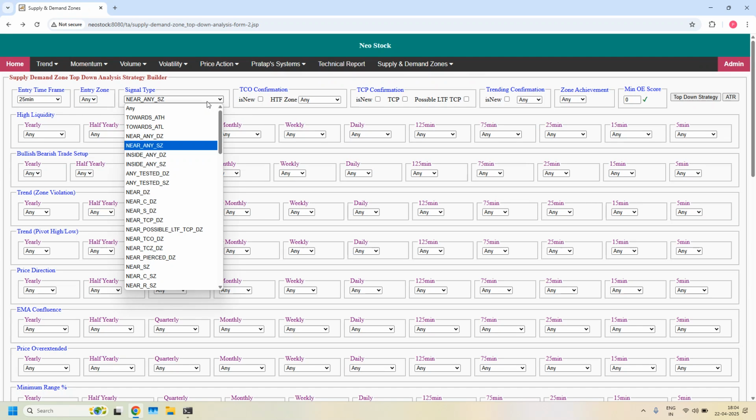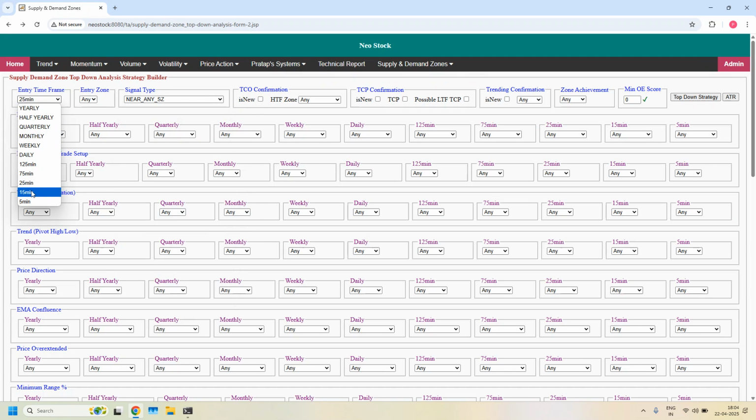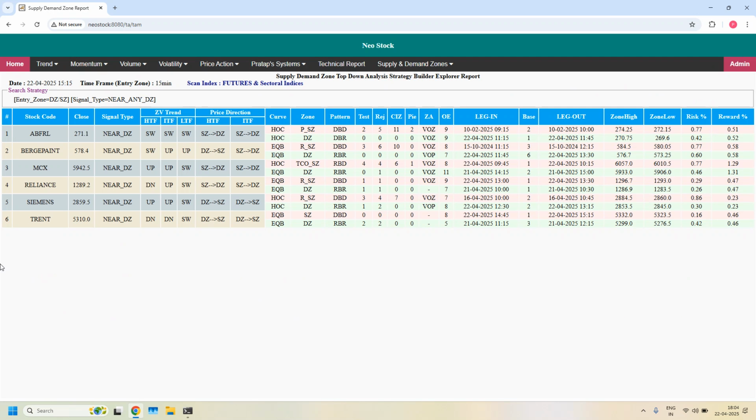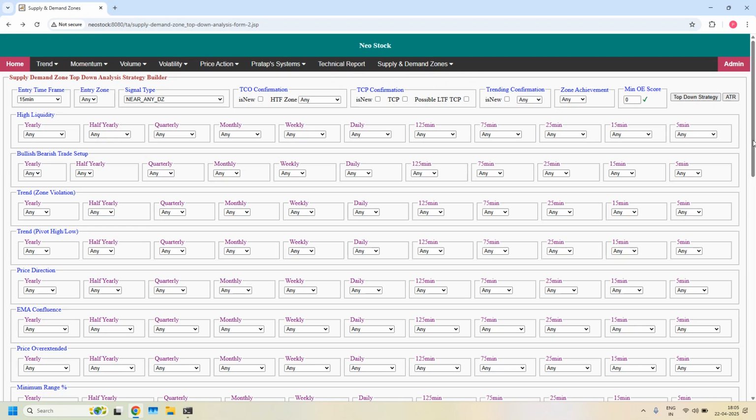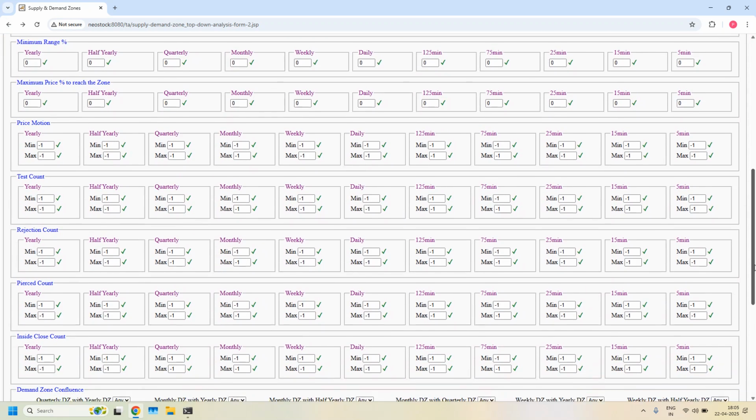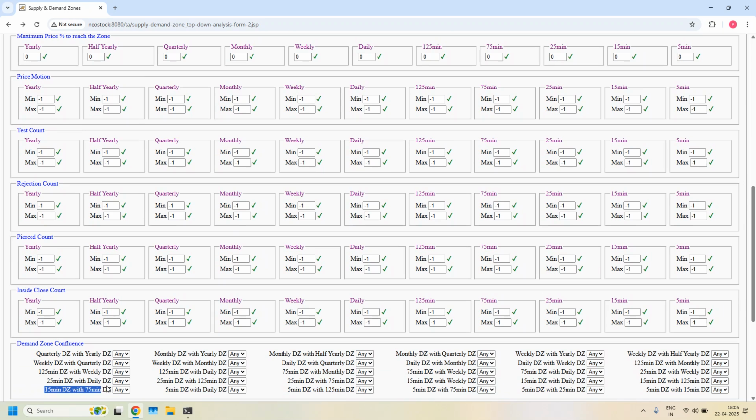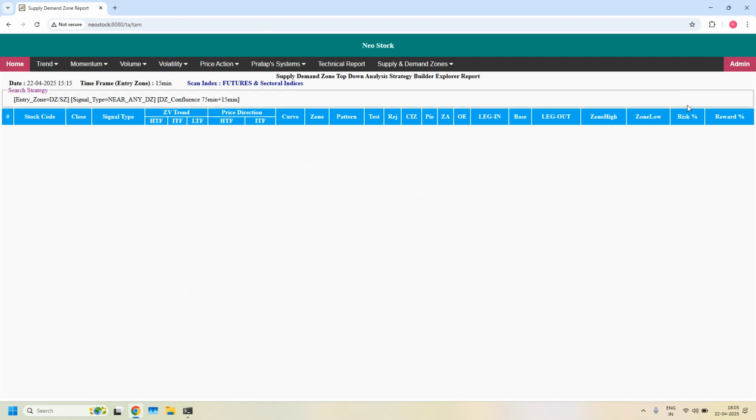Next time frame is 15 minutes. Stocks near 15-minute demand zone: we got 6 stocks. We can further filter based on zone confluence, that is 15-minute and 75-minute demand zone confluence. I am enabling the filter. None of them are having 75-minute demand zone confluence. The 15-minute zones are not having any 75-minute demand zone confluence.